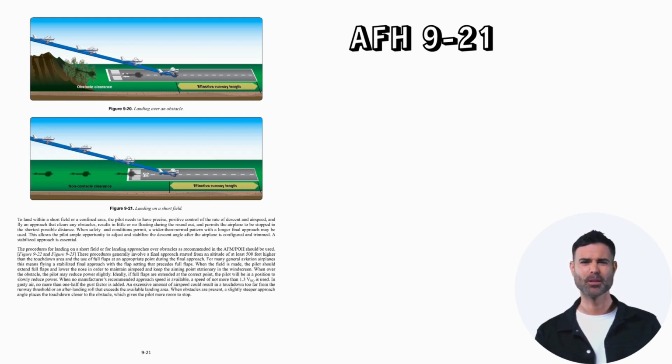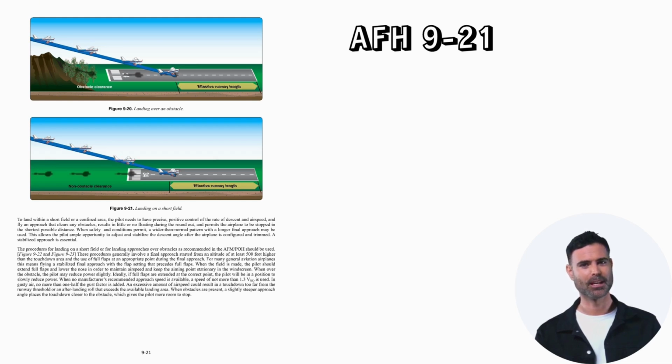The procedures for landing on a short field, or for landing approaches over obstacles as recommended in the AFM/POH, should be used. These procedures generally involve a final approach started from an altitude of at least 500 feet higher than the touchdown area and the use of full flaps at an appropriate point during the final approach. For many general aviation airplanes, this means flying a stabilized final approach with the flap setting that precedes full flaps.